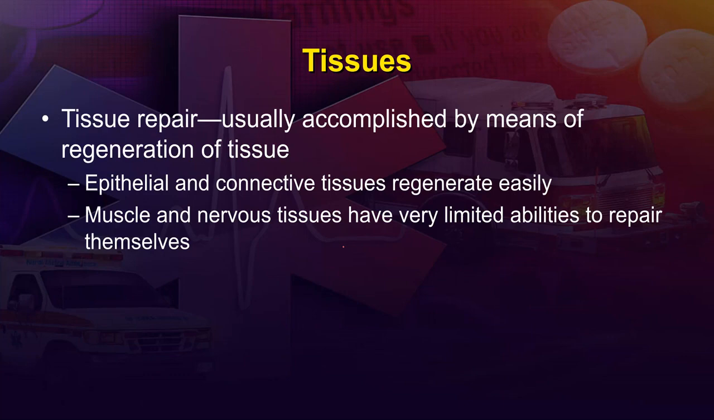A last note on tissues, as we identify tissues just very superficially, is that tissue repair is variable depending on the type of tissue. You probably already know that when we're talking about tissues like muscle and nervous tissue, especially nervous tissue, it's very difficult for some of that tissue to repair itself if it's damaged or dies. But epithelial and connective tissue can generally regenerate very easily compared to, say, nervous tissue and muscle.